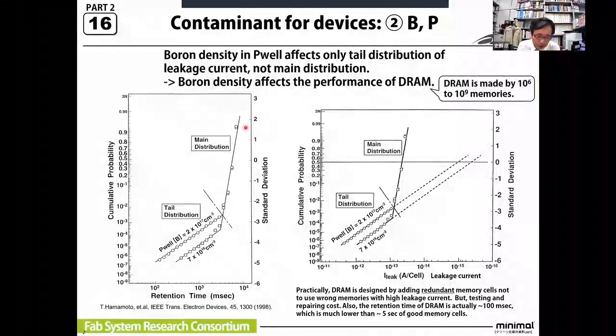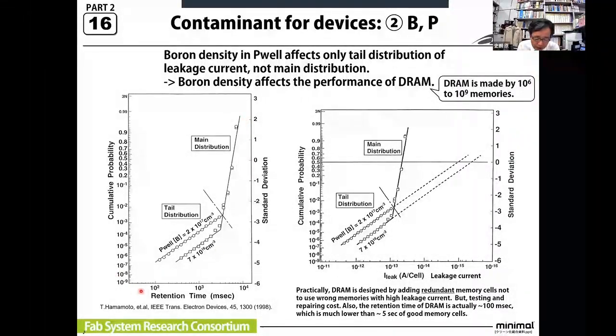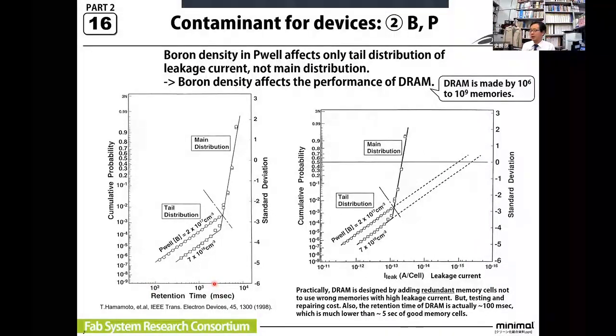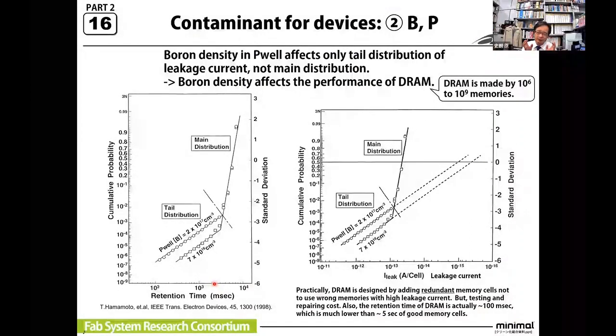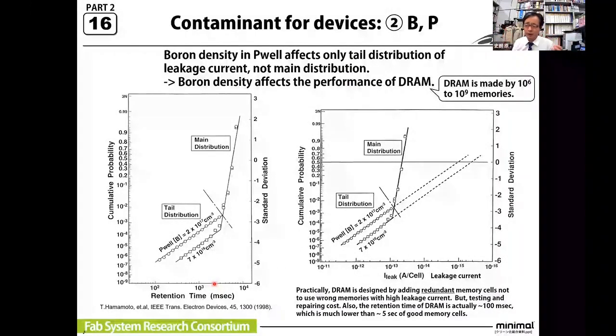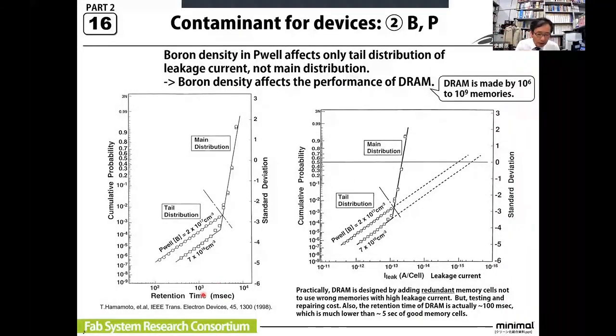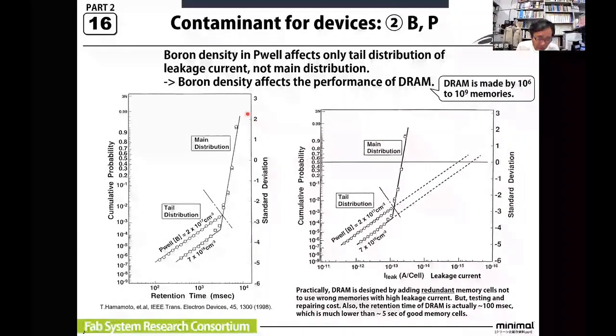And the horizontal line means retention time, or retention time is a kind of leakage current. It's the basic parameter of DRAM, because the main function of the memory is retention time. The longer time for the memory charge is important in the memory, of course.